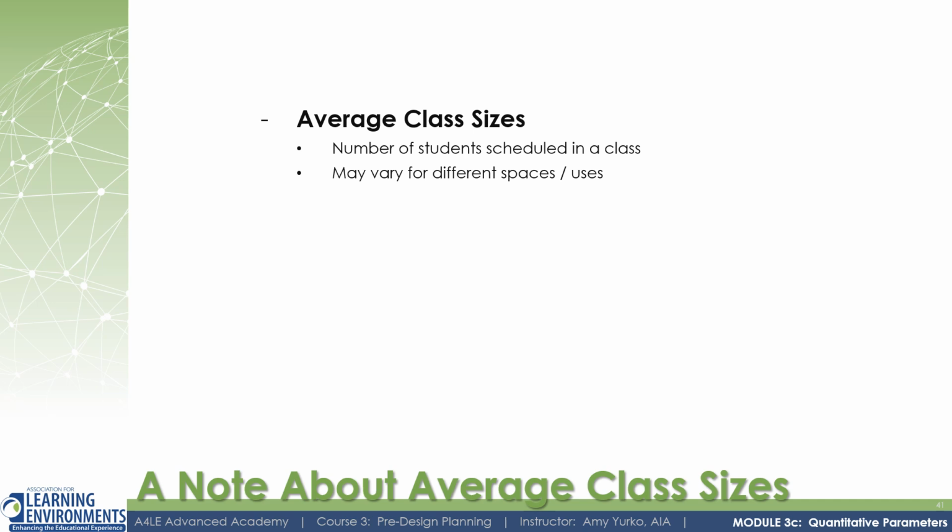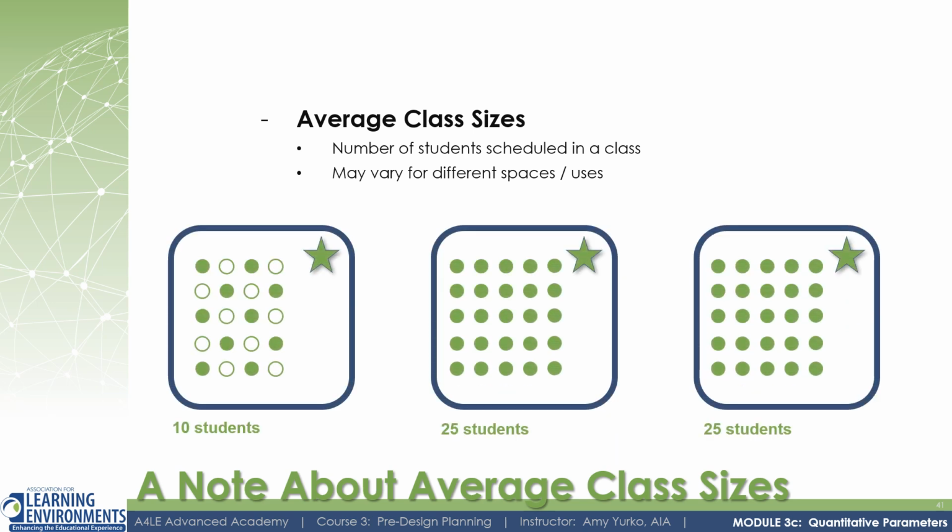But these may vary for different purposes and different spaces, so again, it's important to understand how those variations will affect your space program. I'll give an example here of 3 spaces that are used in various ways. So we have 10 students in the first space and 25 in the other 2 spaces, but if you take the average of all those, we're talking 20 students average.